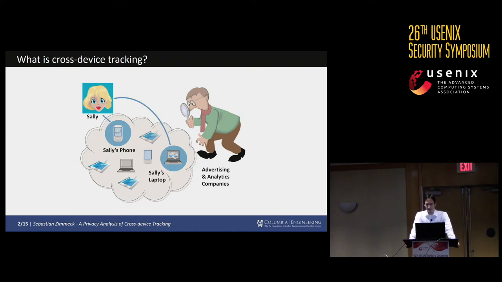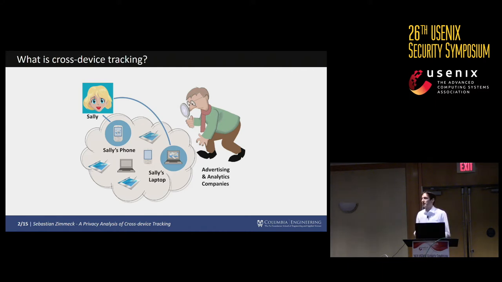Another reason is that the journey through devices of a person might lead to a conversion, for example, a purchase of something at some point, and advertisers are interested to know when did this conversion actually start? Where was the initial trigger that led someone to buy something? And ultimately, it enables advertisers and analytics companies to get to know users better. And so that's the whole point of cross-device tracking.